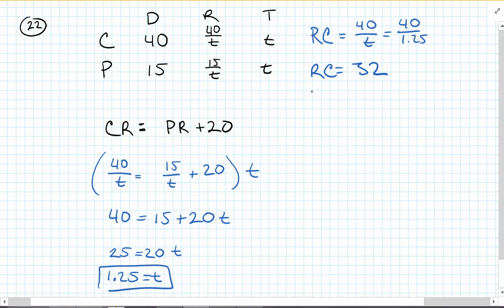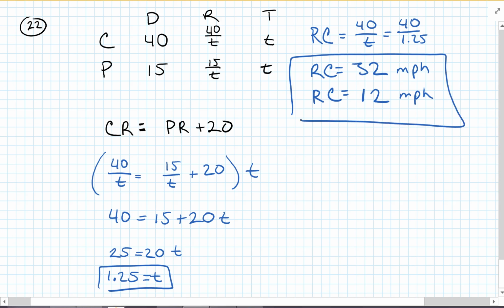Well, we know the rate of Paul is 20 less, so his would be 12, and all these would be in miles per hour. You could have plugged in the rate for Paul as well and solved it. Okay, Carlos's rate's 32, Paul's rate's 12. Number 22 is done. Doing 23 now.